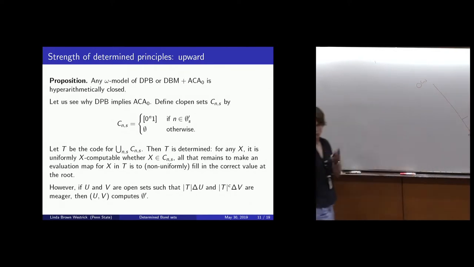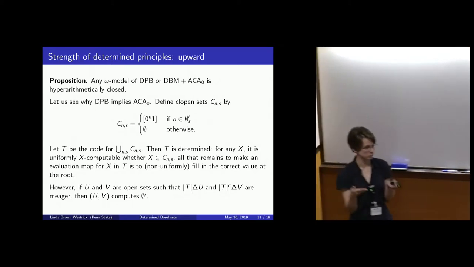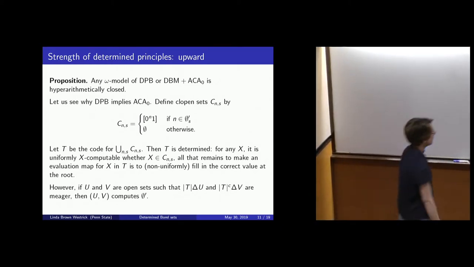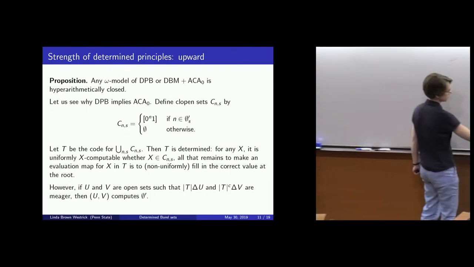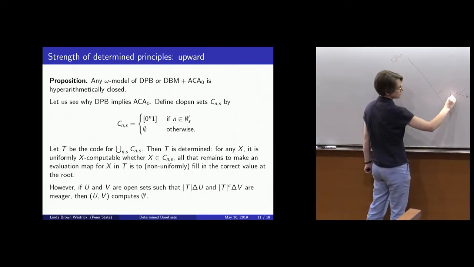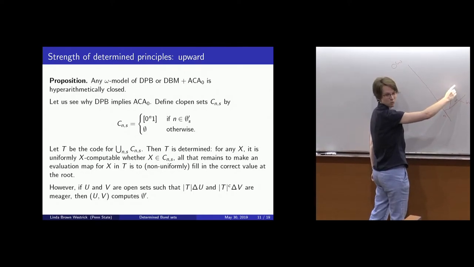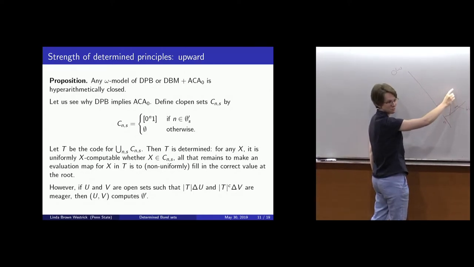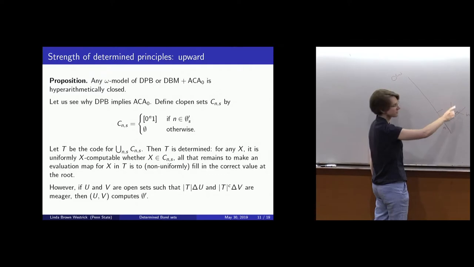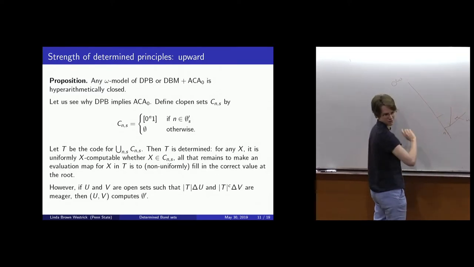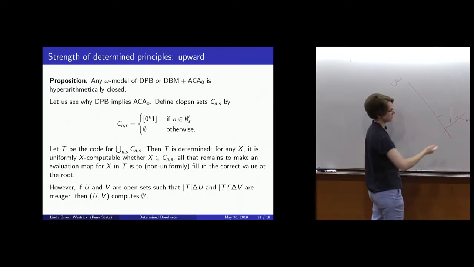Okay, so given those two co-meager approximations, now I compute zero jump by just saying, okay, I want to know whether n is in zero jump. I go in there and I start seeing if I run into one of my co-meager approximations. Well, their union is dense, so I'm going to find one of them if I look long enough. And whichever one I find, that one tells me whether n is in or out, because in each region, only one of them is allowed to have something.